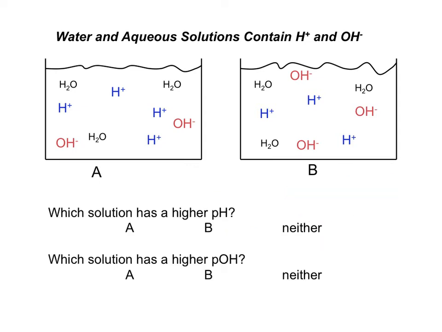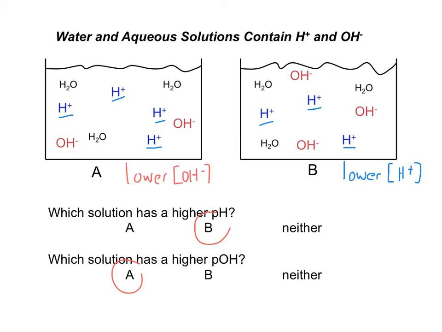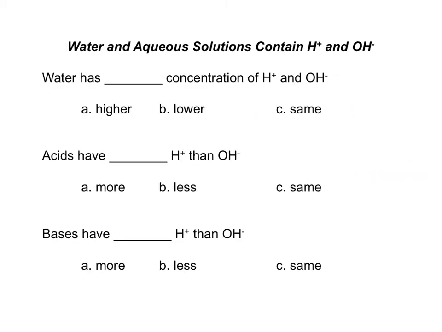Compare solution A to solution B. Stop the video and answer these 2 questions. And the answers are B, higher pH means lower H plus concentration. And for the second question, A, because higher pOH means lower OH minus concentration. Let's review. Stop the video and answer these 3 questions. And the answers are, good work.